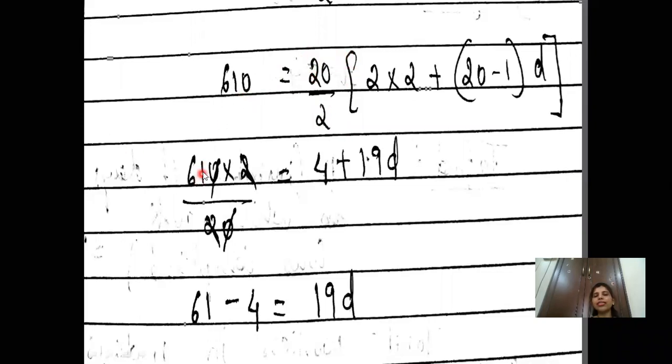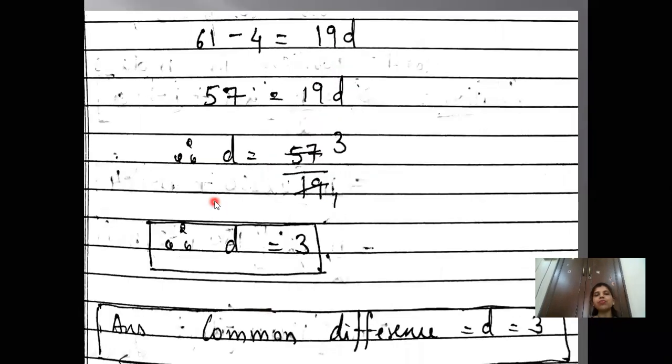So here you will get 610 into 2 upon 20. So the 0s get cancelled off, 61, and the 2s get cancelled off. So you are left with 61. Now this 4, because it's plus over here, when you're bringing it across, becomes 61 minus 4 is equal to 19d. So 61 minus 4 is 57.